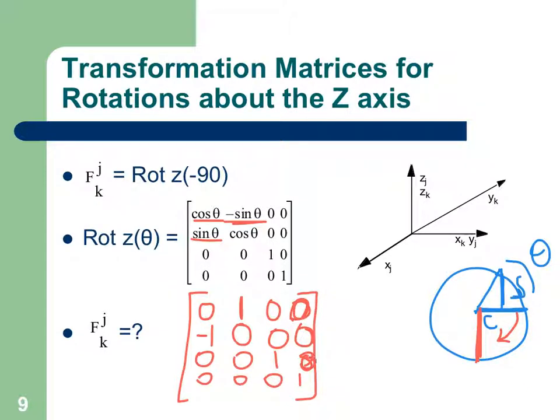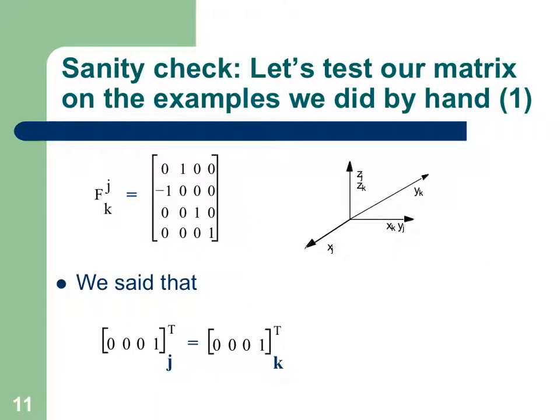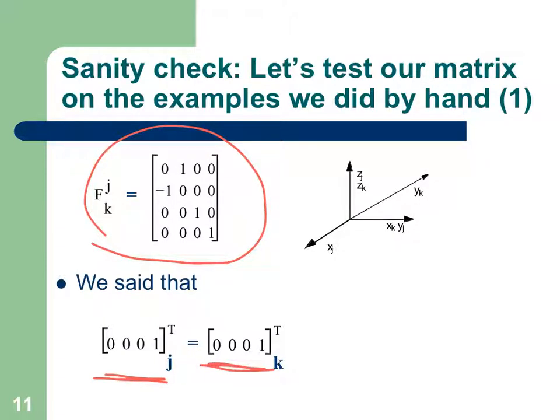Okay? So we end up with this matrix for our frame transformation from K to J, and this matrix also equals rotate Z by negative 90. So here's a nice clean version of that matrix. And now let's do a sanity check. Let's see if this at least works for the examples that we tried before. So here is our frame transformation matrix, right? And we know that the origins of these 2 points are identical.